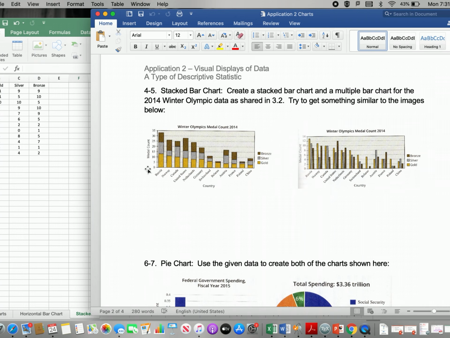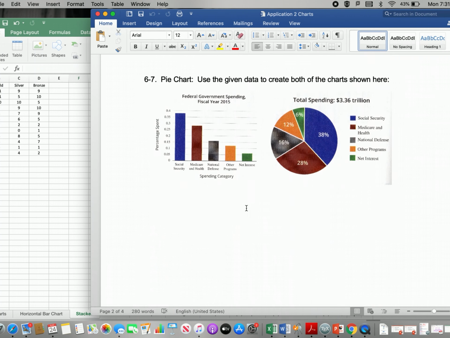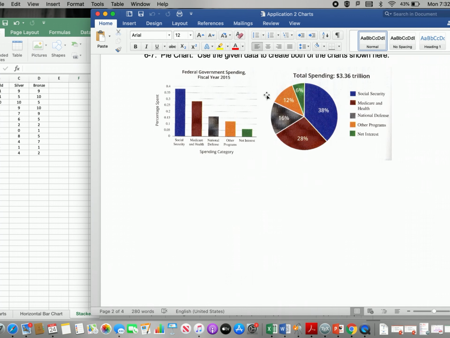But then I want you to see if you can also get a stacked bar chart where you have all 3 medals under one country and there's not 3 different bars, it's all one bar. Okay, so I want you to play around with this, see what you can do, and make sure you read the instructions so that you get the correct graph.